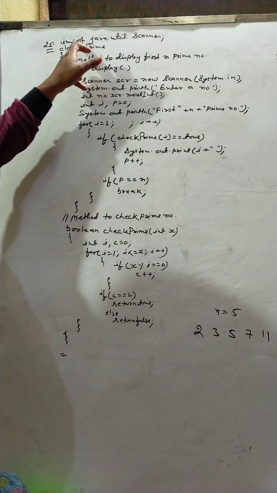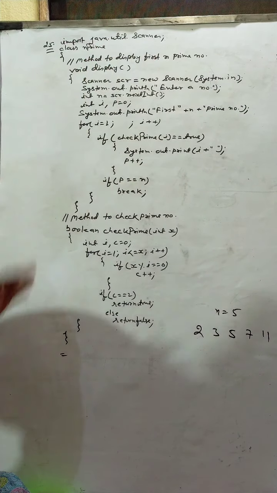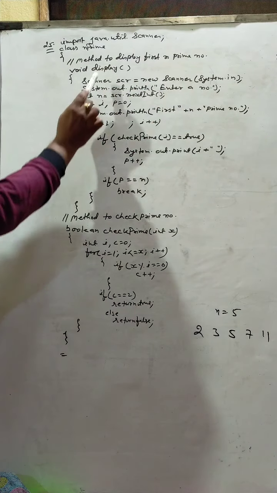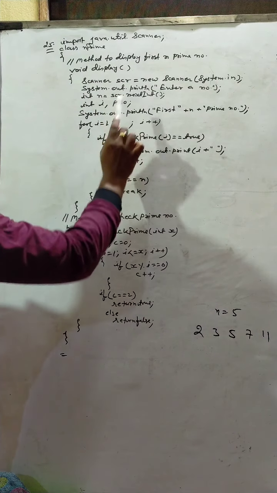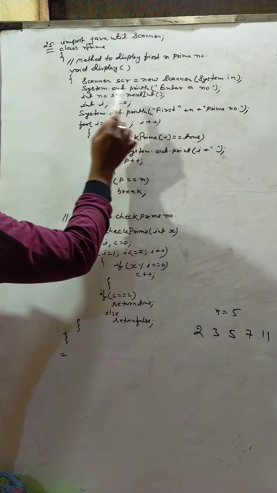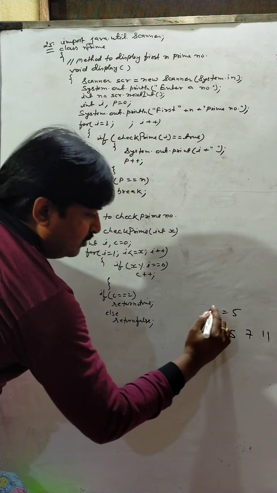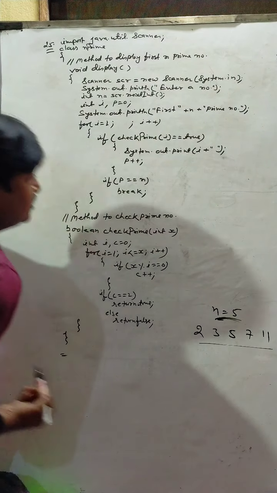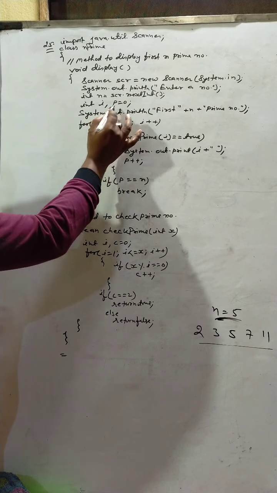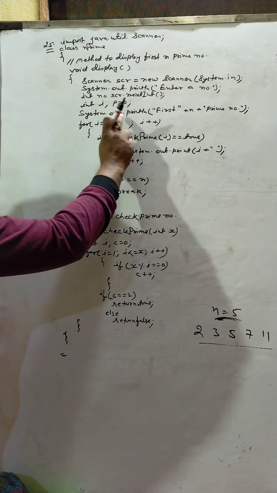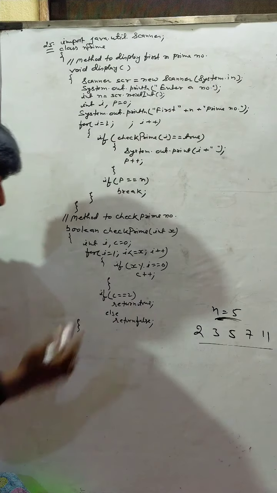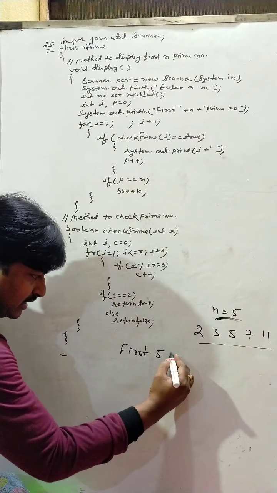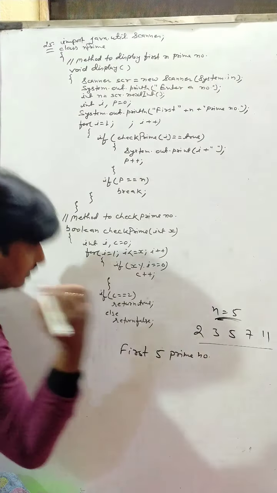So for that we have taken an import statement, import java.util.Scanner, class n prime, with a method to display first n prime numbers. In void display we have created a Scanner object, that is scr, and we enter a number n. Suppose we have taken n equal to 5, so our output should be like this. We have taken i and p. System.out.print first n prime numbers. So our output is like that: first n equal to 5, first 5 prime numbers.